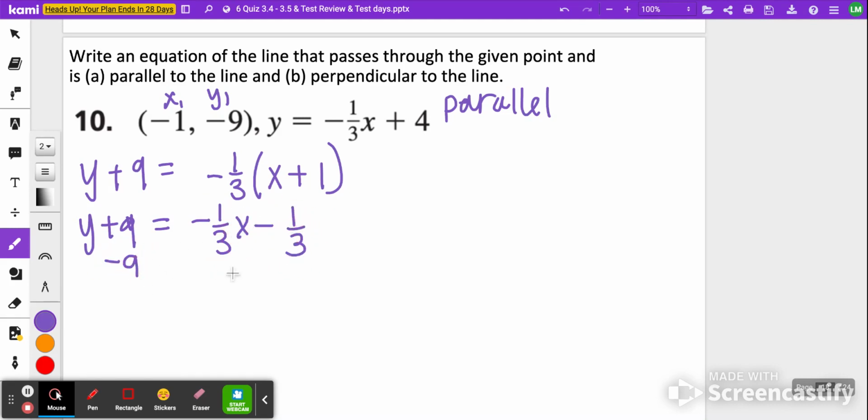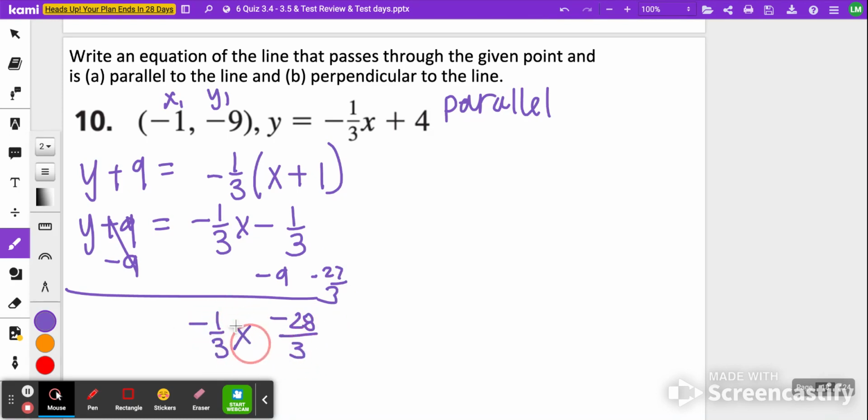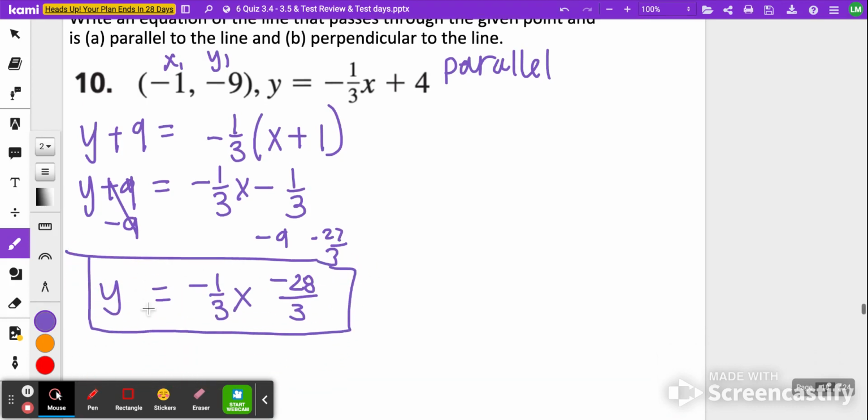I'm going to subtract 9 from both sides. Subtracting 9 from 1/3 is like saying negative 27/3 minus 1/3, so you're going to get negative 28/3. And then negative 1/3 x still hanging out there is equal to y. So here is your parallel equation.